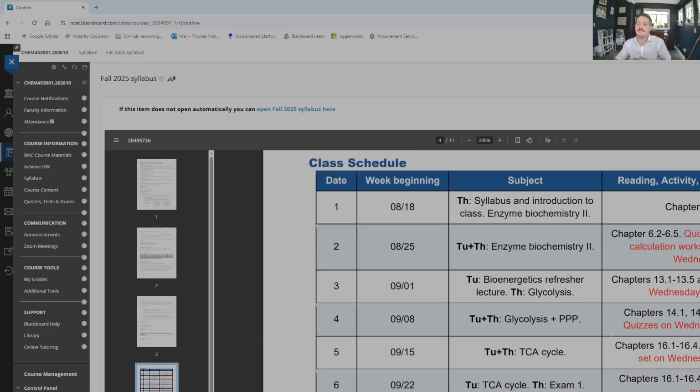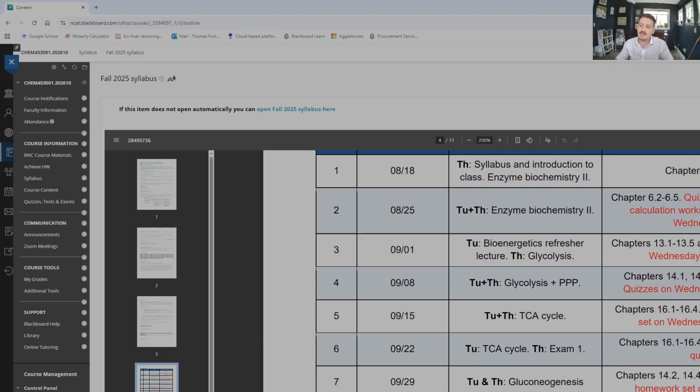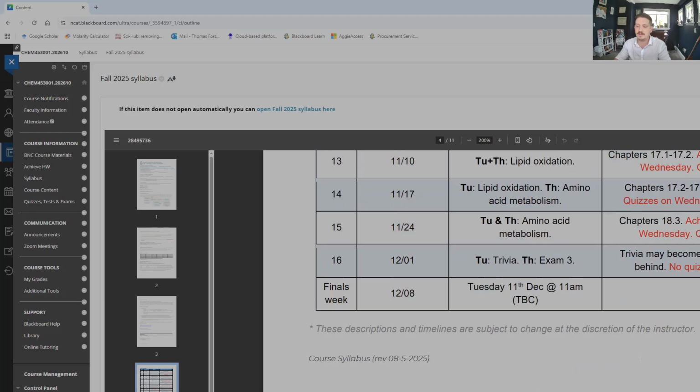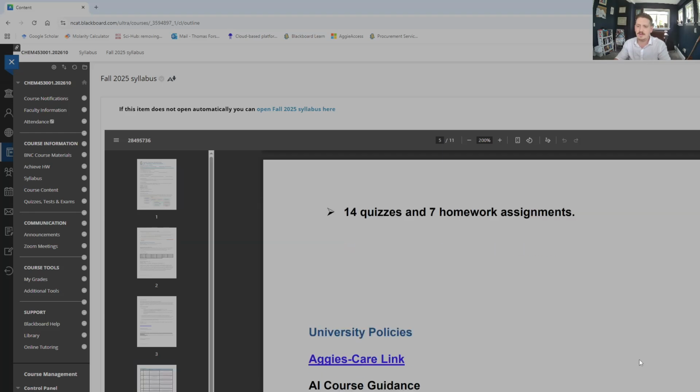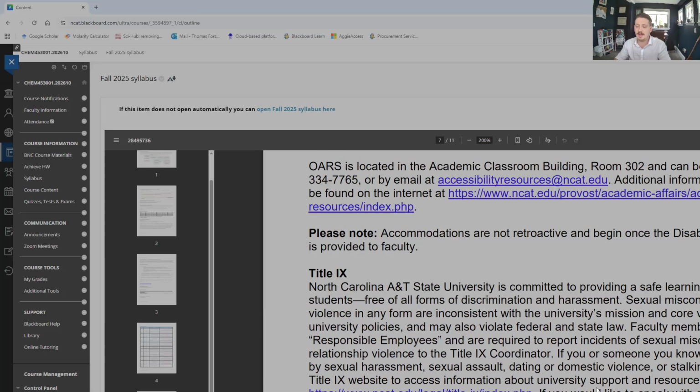There's the class schedule. So I have what I'm going to cover each day by the different weeks, and when the quizzes are going to be, and the reading material that you can read in the chapters in the textbook. So there's a total of 14 quizzes and 7 homeworks. And I think that covers everything.